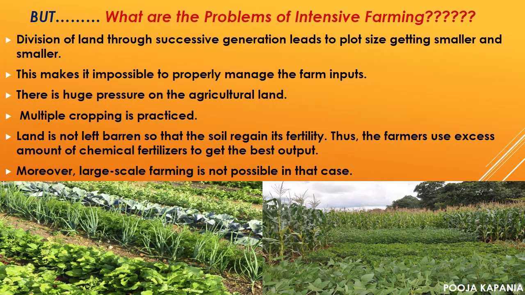Continuing with the problems of intensive farming, division of land through successive generations leads to plot size getting smaller and smaller. This makes it impossible to properly manage the farm inputs. There is a huge pressure on agricultural land. Multiple cropping is practiced. Even more, land is not left barren, so it becomes difficult to regain the fertility of the soil. The farmers are using excessive fertilizers, which has led to land degradation, and hence large scale farming is not possible in such a case.